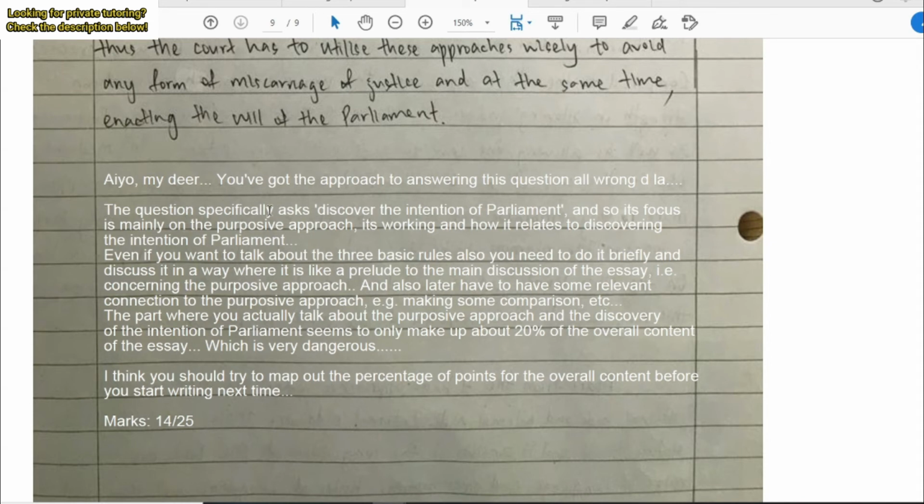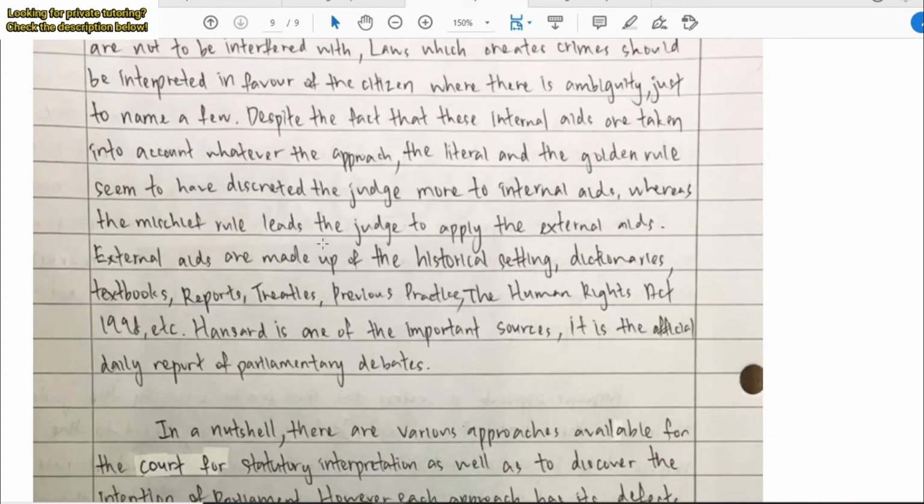Yeah, the question specifically asks to discover the intention of Parliament, so its focus is mainly on the purposive approach, how it works and how it relates to discovering the intention of Parliament. When you talk about Hansard and Pepper and Hart and so on, you need to relate it back to the question itself. It's very important that when you write an essay, somewhere in between, here and there, you address the question again. Otherwise, you run out of the topic.